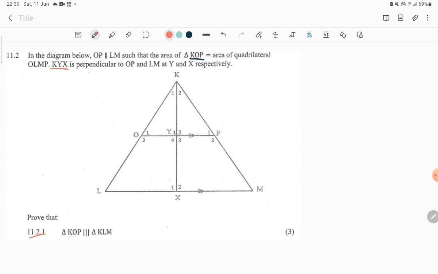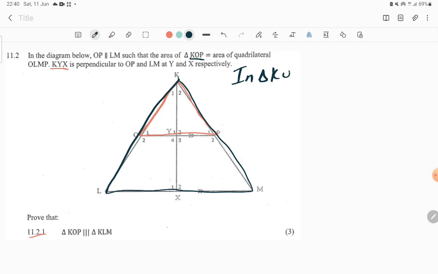Number one says prove that triangle KOP is similar to triangle KLM. Now we have triangle KOP is similar to triangle KLM. So these are the triangles that we are comparing. But at the end of the day, we need to introduce the triangles that we're talking about: triangle KOP and triangle KLM. What do you notice?